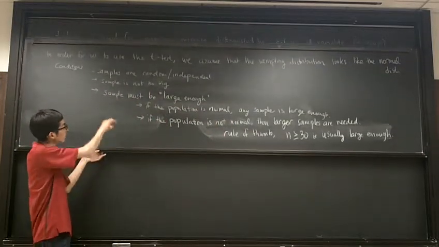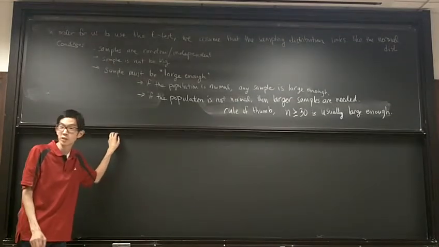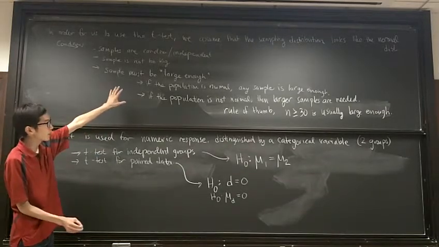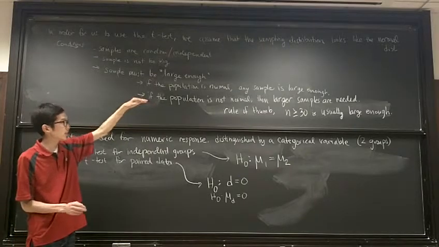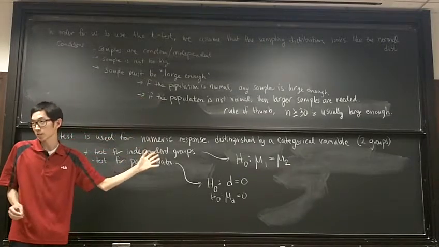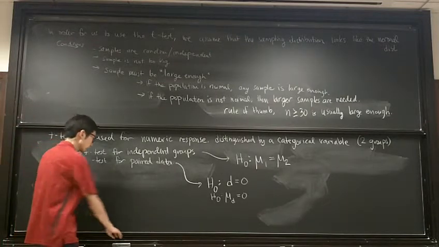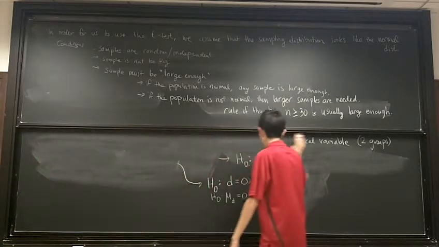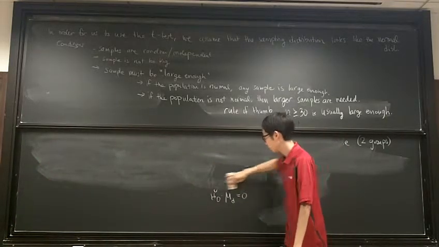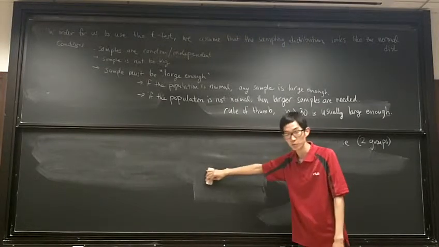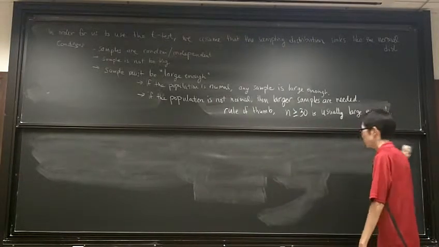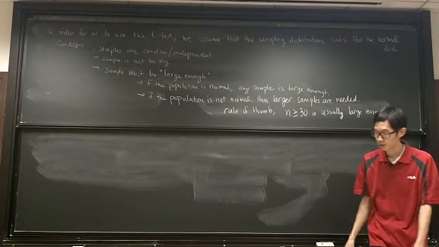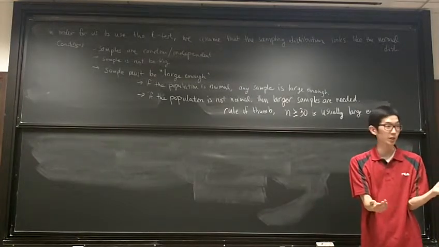So what happens if these conditions aren't met? In particular, if our population is not normal and we don't have a large sample, what do we do? Can we still do a hypothesis test? So the answer is we can do a hypothesis test, but we can't use the normal distribution or the t-distribution as our basis for the probability and statistics part.